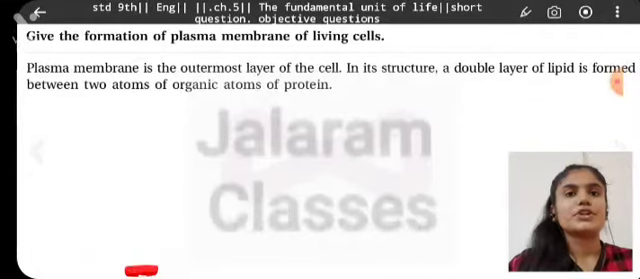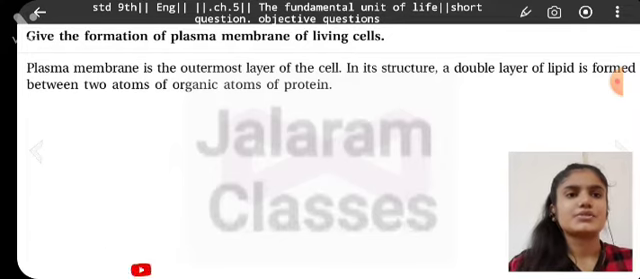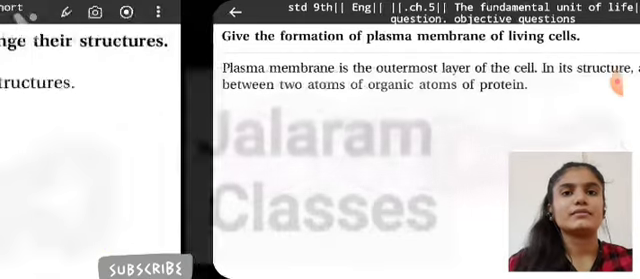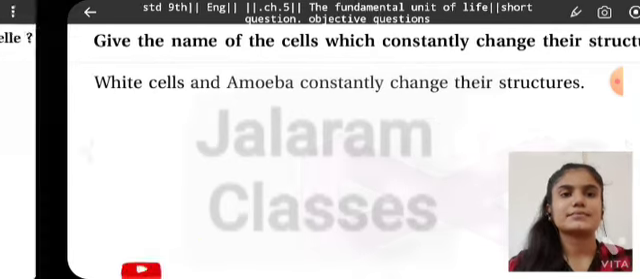Give the formation of plasma membrane of living cells. Plasma membrane is the outermost layer of the cell. In its structure, a double layer of lipid is formed between two layers of protein. Give the name of the cells which constantly change their structure. White cells and amoeba constantly change their structures.